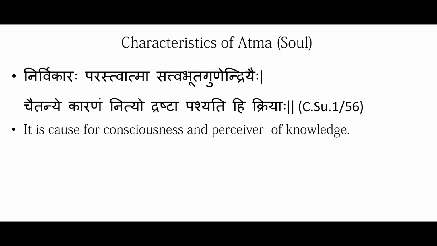Parasthatma sattva bhuta gudendriya. When this Atma is connected with the sattva, Man, bhuta gun, that is shabd, sparsh, roop, ras, gandh and indriya, then it is the cause for chaitanya. Karana means cause. Then it is the cause for chaitanya, that is consciousness. And it is drashta pashyati hi kriya. So it is the perceiver of all kinds of knowledge, and it is called drashta. It is considered a factor responsible for regulating all kinds of human bodily functions with the help of Man.